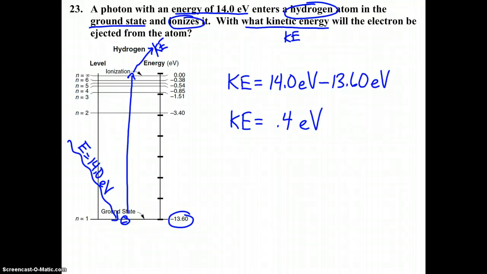And that'll do it for numbers 22 and 23. You'll have more practice with using the energy level diagrams and calculating energies and frequencies and even wavelengths if they want in the rest of the problems.